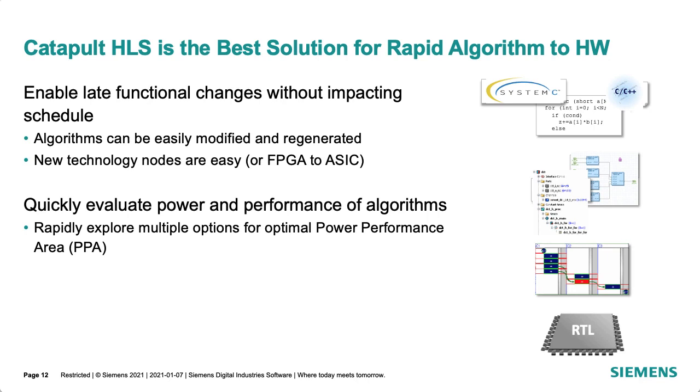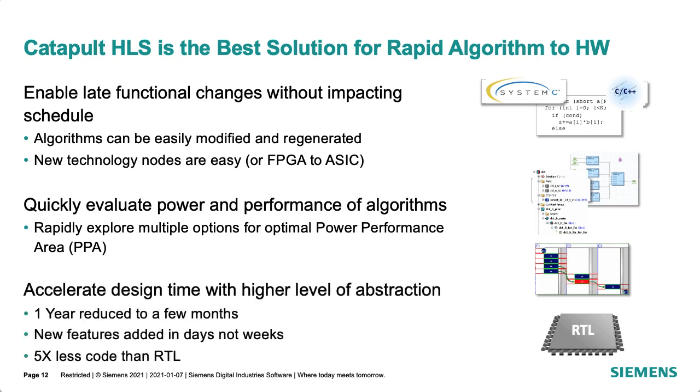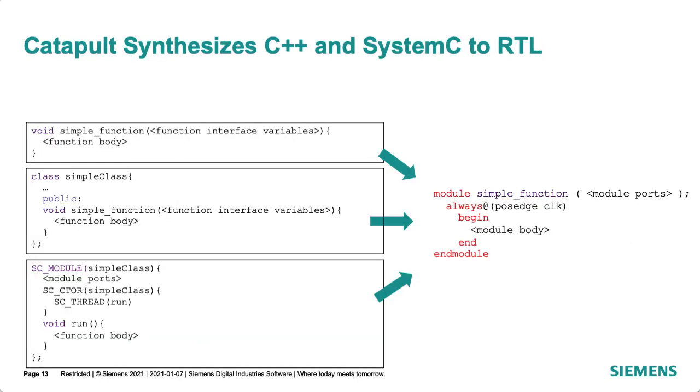Designers get to quickly evaluate power, performance, and area of an algorithm built to hardware, and ultimately the entire design flow is reduced, going from a year down to a few months, being able to add features in days and not weeks, and also producing 5x less code than RTL. Catapult synthesizes C++ or SystemC to synthesizable RTL.